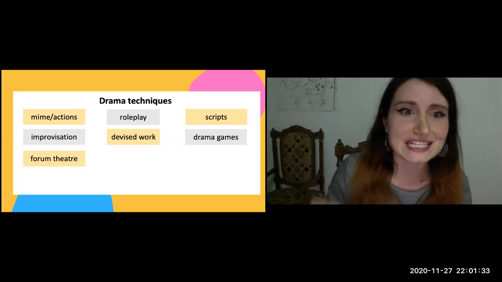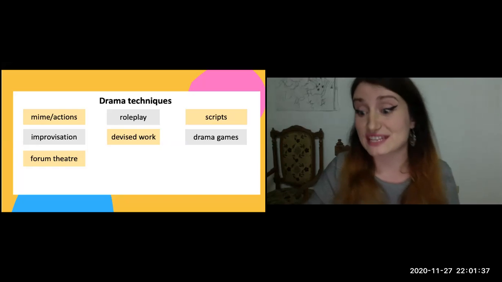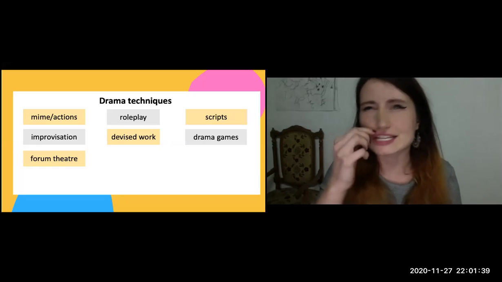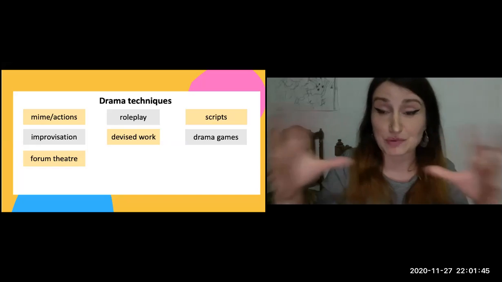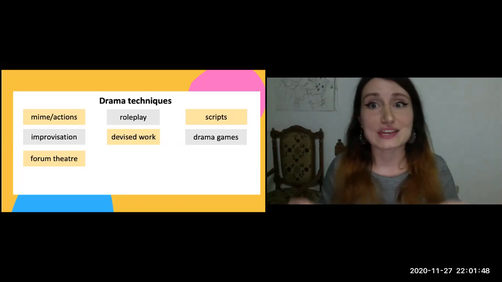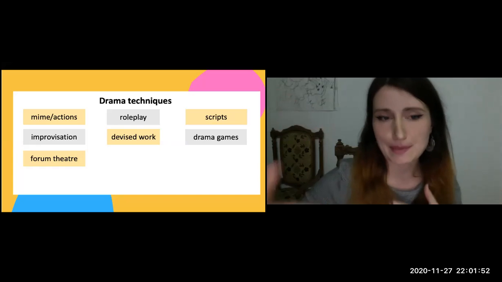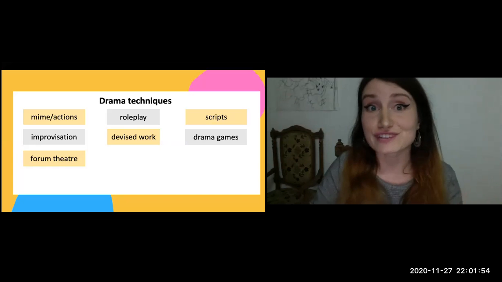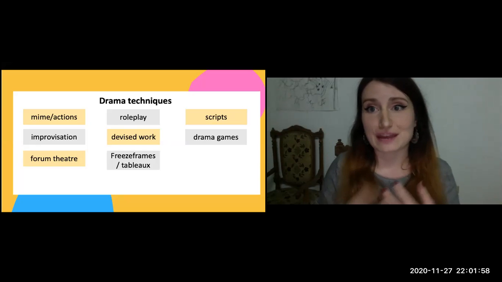It was created by Augusto Boal, who was a Brazilian theatre maker, and he used it to change laws in Brazil. It's a form of theatre where the actors perform, and then the audience can clap, stop the scene, stand up, step in and change the action. It's really nice to use with students. We have freeze frames and tableau.